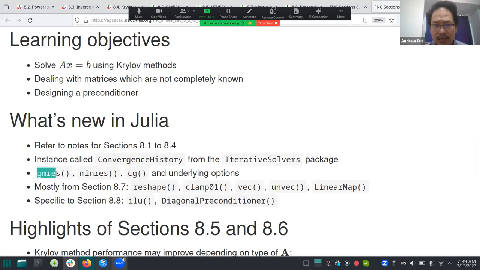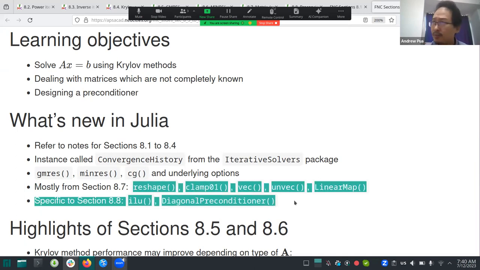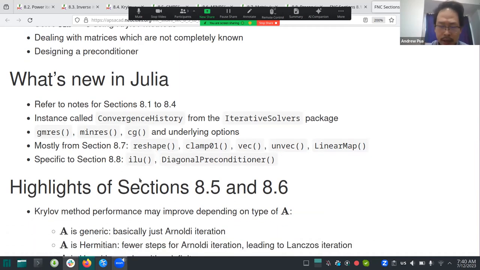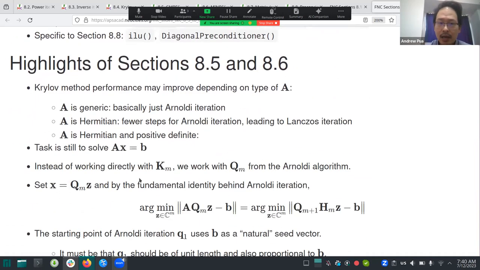The three main commands are really gmres, minres, and cg. The rest are really, how should I put it, incidental. You need them for illustration, but in terms of the core, it's really gmres, minres, and cg. In terms of the highlights, here's really the highlight, as I mentioned.